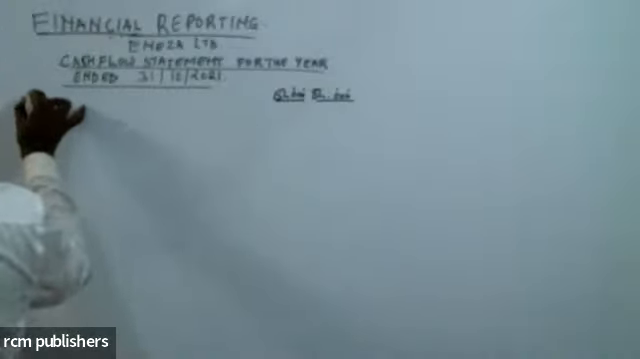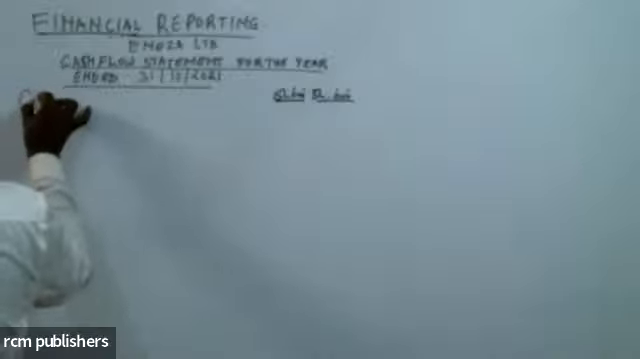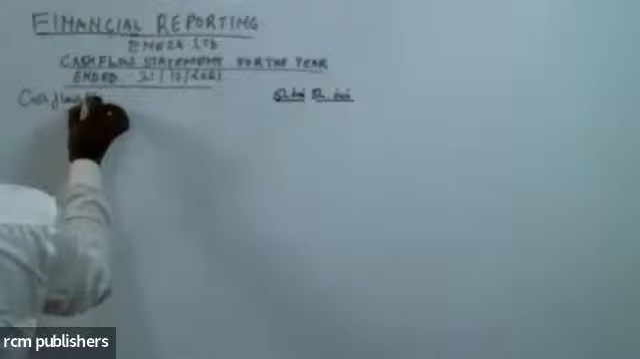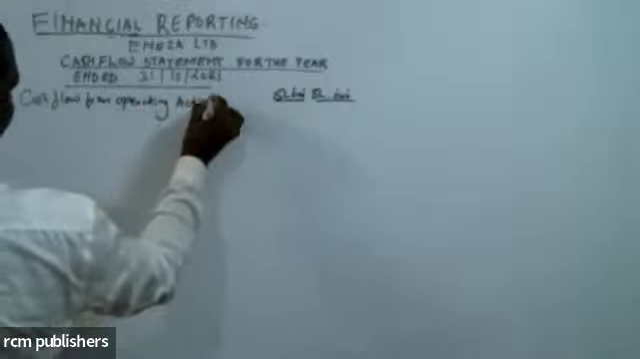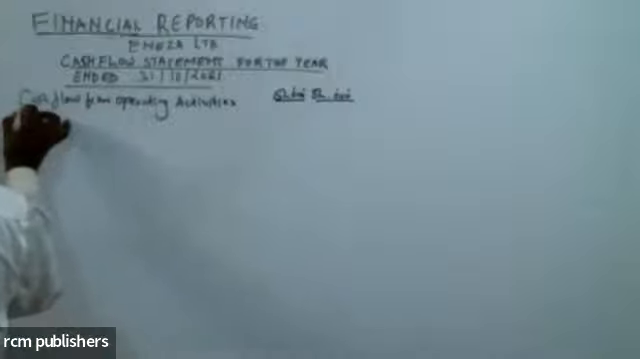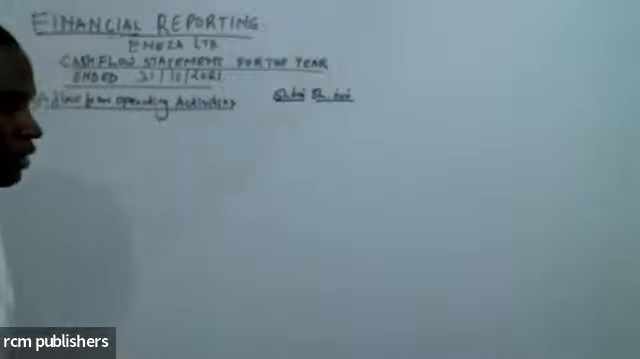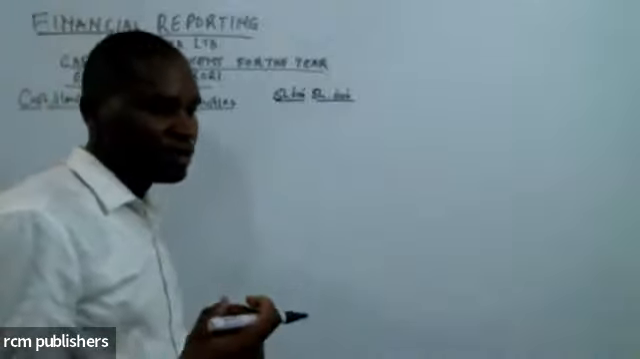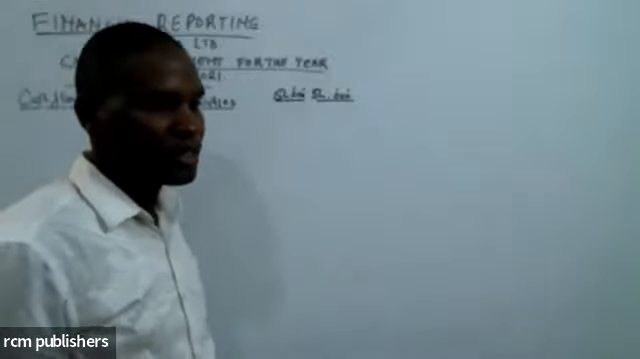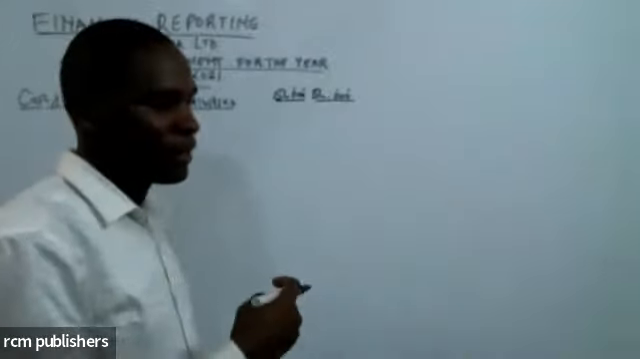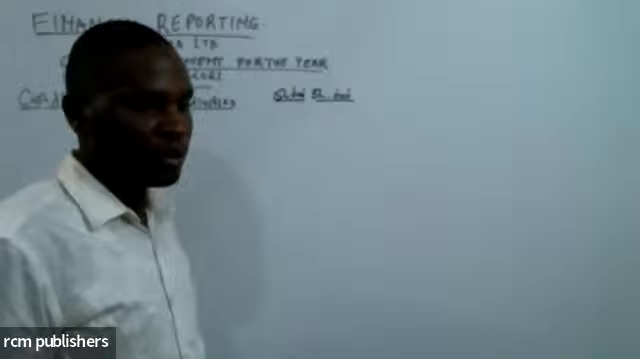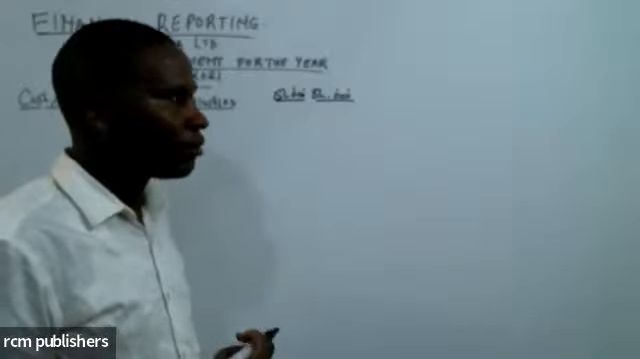Starting with the cash flow from operating activities. So under cash flow from operating activities, class, there is an item that every student is supposed to get. What do we start with? It's the indirect method, the indirect method that we are using in preparation of this.